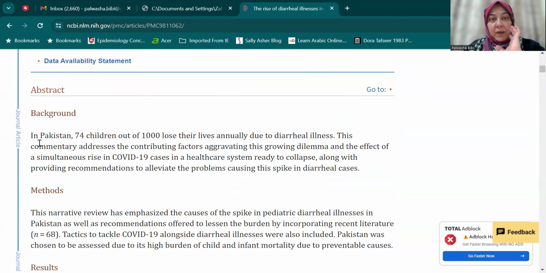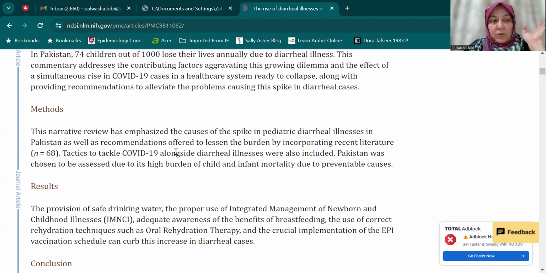And they've given a good background. In Pakistan, 74 out of 1,000 children lose their lives. This is the under 5 mortality. Okay, we tell WHO a lie, that we have reduced it to 50 something, that we have greatly lowered it. No, 74 out of 1,000 children lose their lives annually, which means 7.4% of our children are dying before 5 years of age. This commentary addresses the contributing factors. The narrative review has emphasized the causes of the spike in pediatric diarrheal illness.